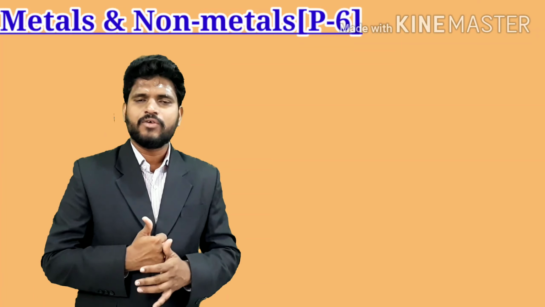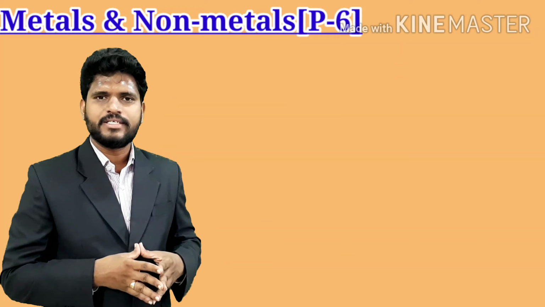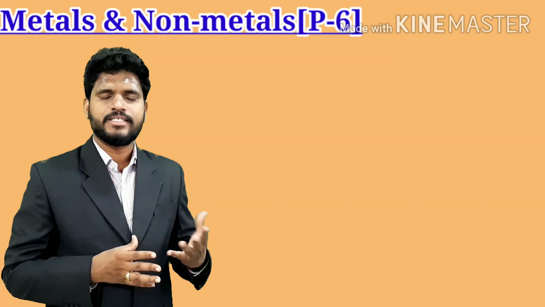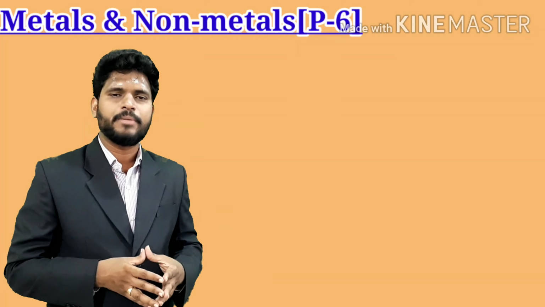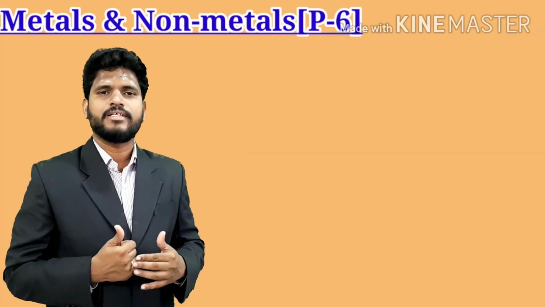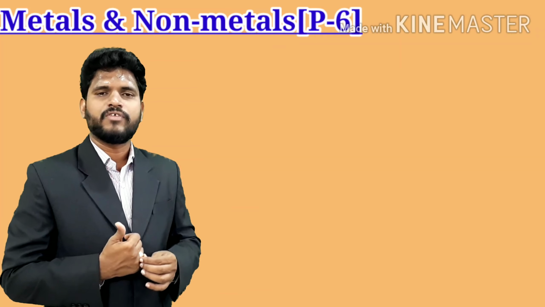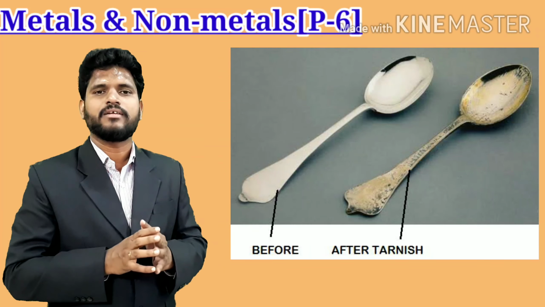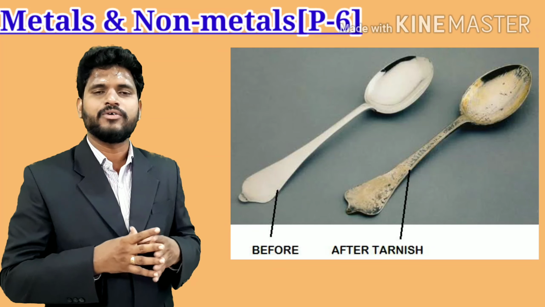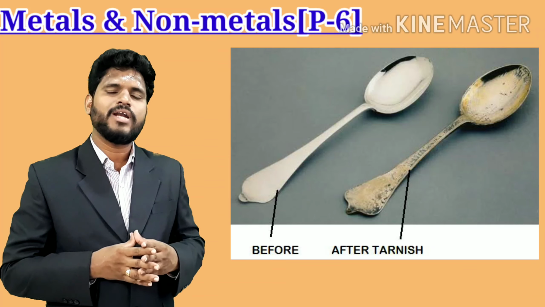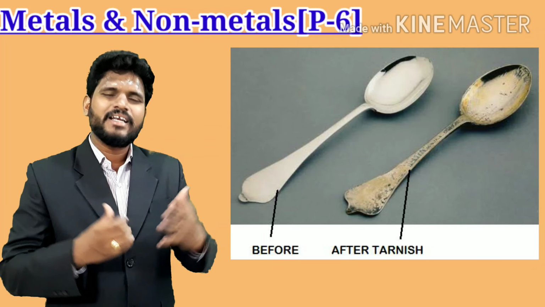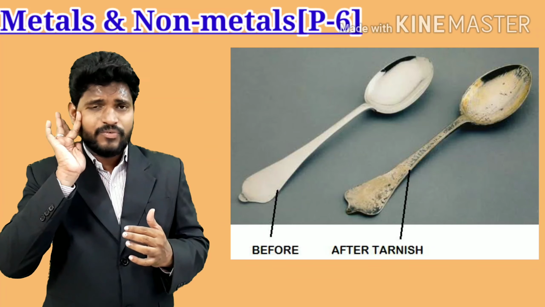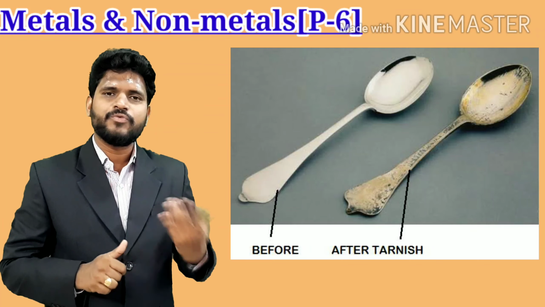For example, if you take silver, in our homes we observe silver utensils, silver things and silver ornaments also. When we buy silver ornaments from the shop, they glitter in a very good manner, right? After some days, the glittering nature decreases. That means the shining nature decreases. So why?